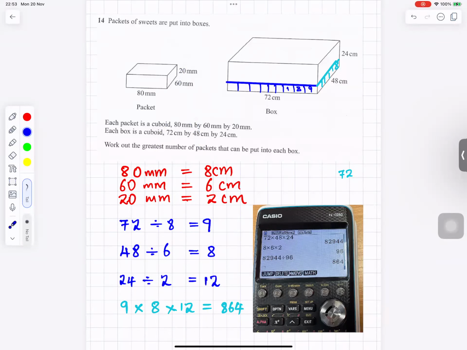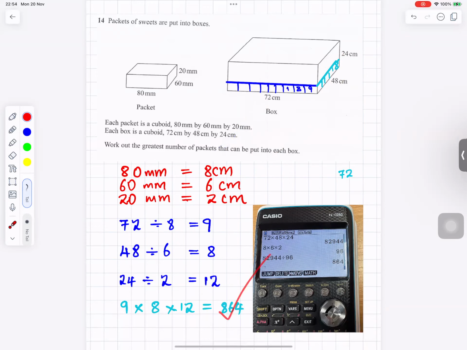So we can have 72 divided by the 8, it gives you 9. So you can have 9 along the 1, 2, 3, 4, 5, 6, 7, 8, 9. 48 divided by 6, you can have 8. So 8 along that side. And 24 divided by 2 is 12. So you can have 9 times 8 times 12.